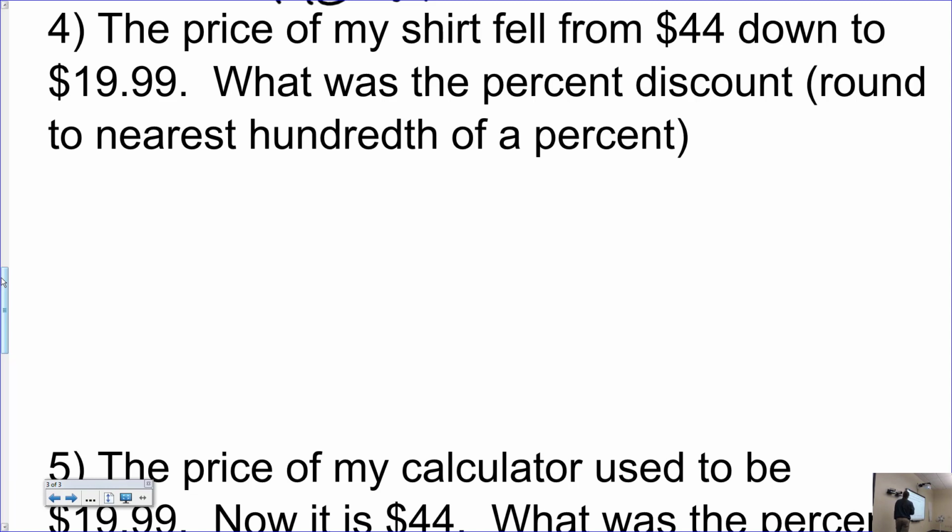Alright. Price of my shirt fell from $44 down to $19.99. What was the percent discount? How are we going to do this one, folks? It'll be a decrease. This is a decrease problem, right? Discounts with decreases.